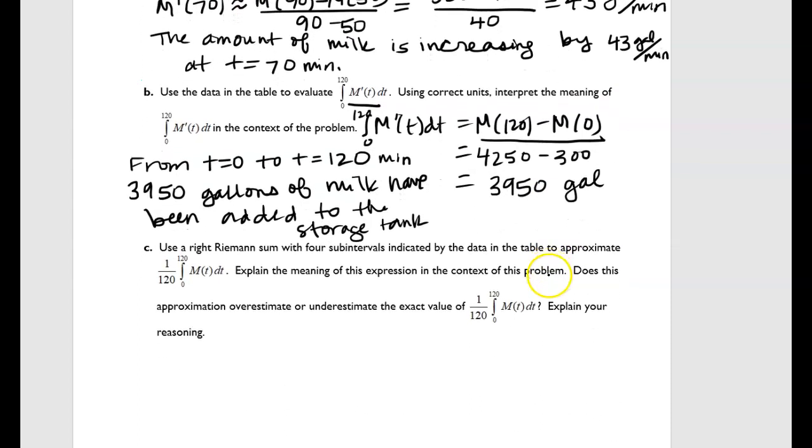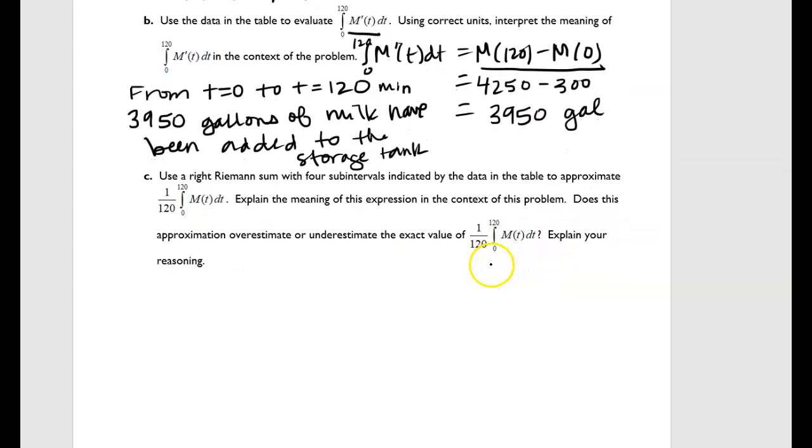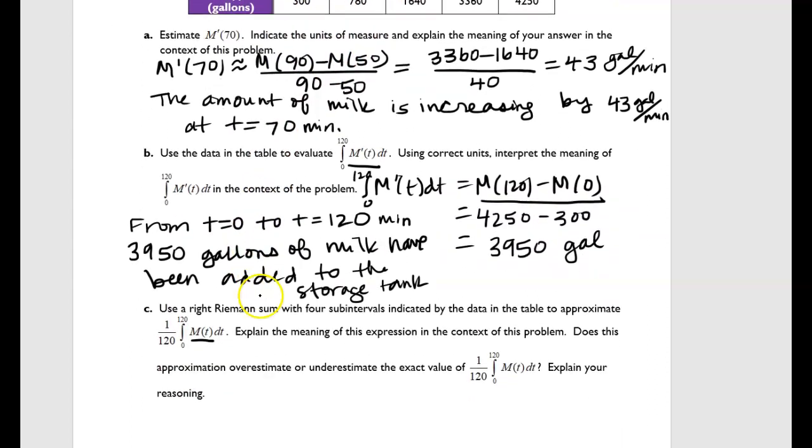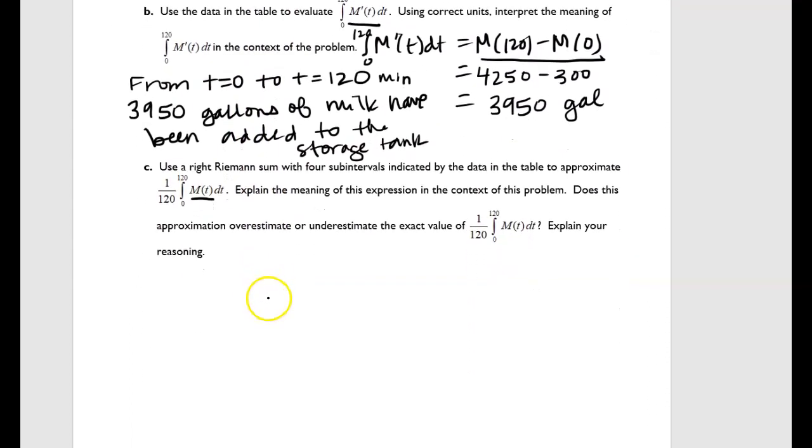Our last problem, part C, says use a right Riemann sum with 4 subintervals indicated by the data in the table to approximate 1 over 120 times the integral from 0 to 120 of m of t dt. Explain the context, and then we'll decide if this is an overestimate or underestimate. So again, pay attention. I'm integrating m of t here, which is the function I'm given, which means I would use area. That's why we're doing a Riemann sum, because the Riemann sum is area.